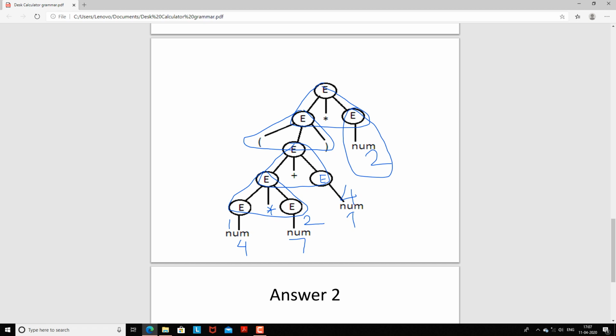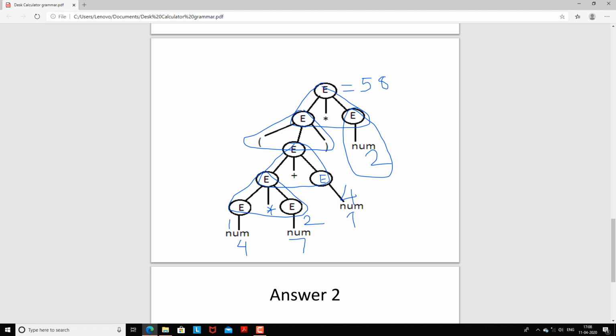If you are going to evaluate the expression, 4 into 7 is nothing but 28, and 28 plus 1 is 29. This expression is evaluated first because the parentheses apply here, and after that we multiply by 2. So for 4 into 7, 28, plus 1, 29, and 29 into 2 means it is 58. Such type of answer we are expecting from our SDT. So start the designing of the SDT.